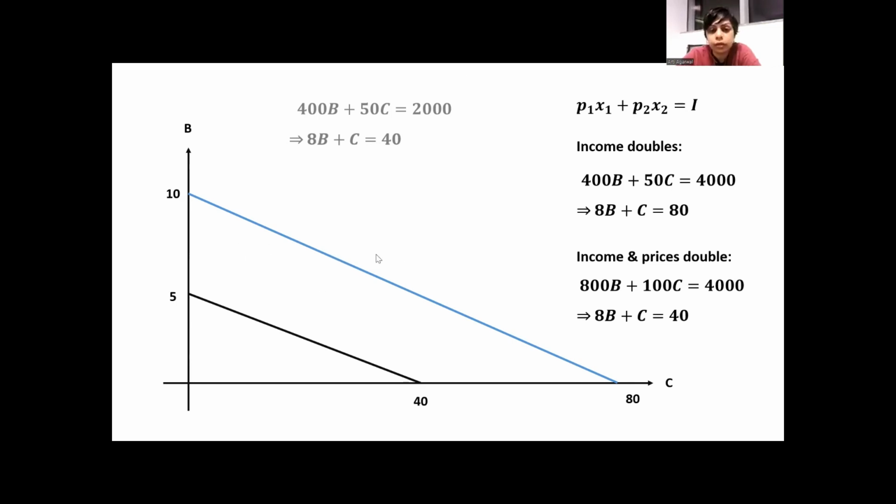Somebody was saying it may be unchanged. What will be unchanged in which scenario? You have to tell me which scenario.